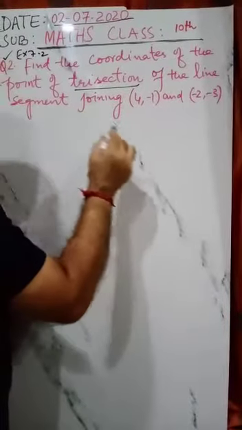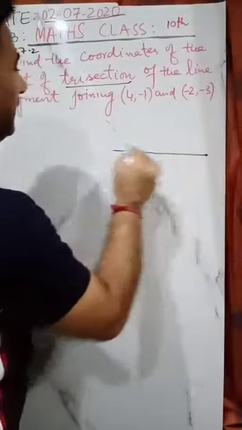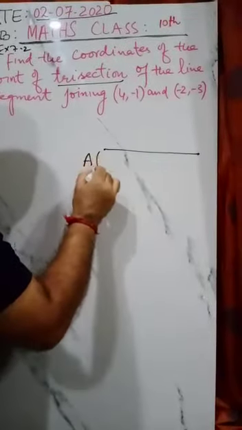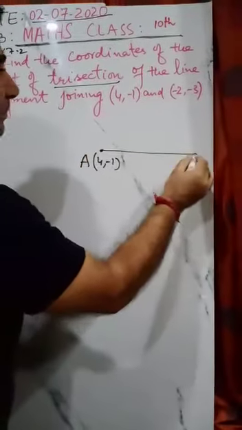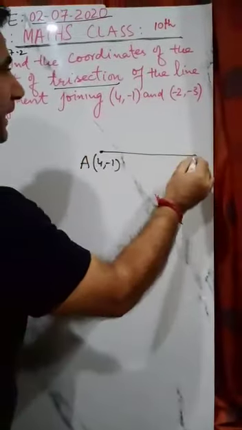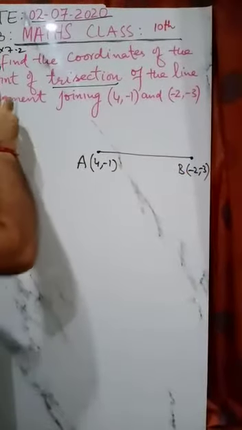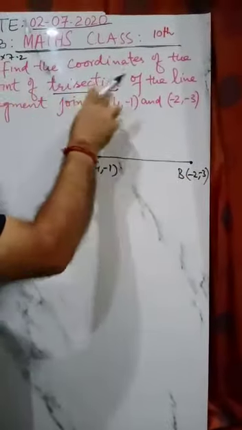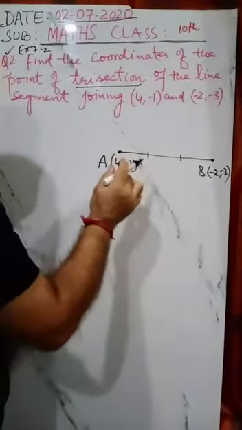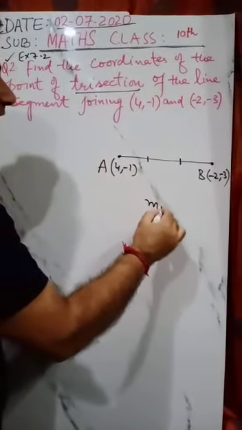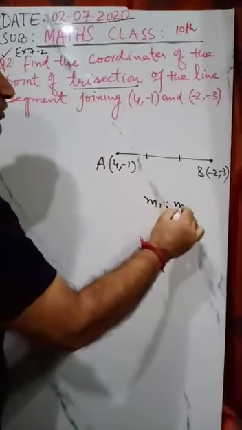So students, the question says we have a line segment, where A is (4, -1) and B has coordinates (-2, -3), and we need the points of trisection of this line segment. Trisection means equally divided into 3 parts: this is the first part, this is the second part, and this is the third part. Three equal parts, 1, 1 and 1.